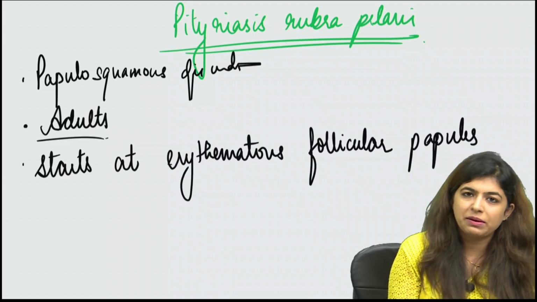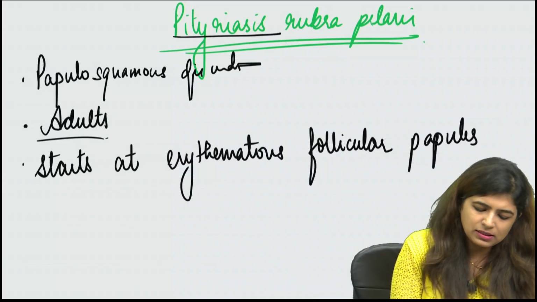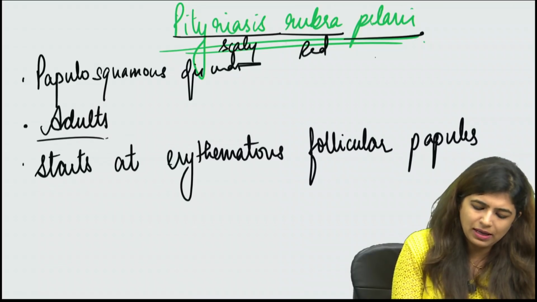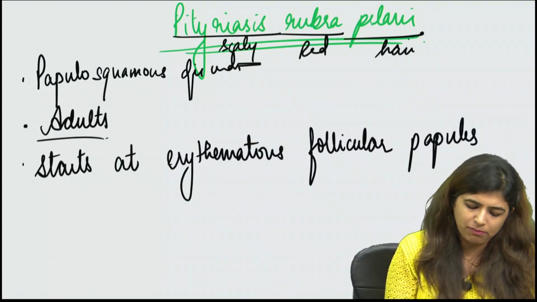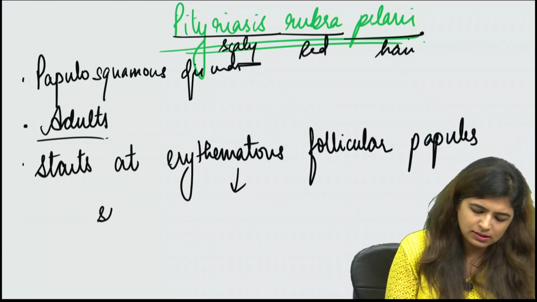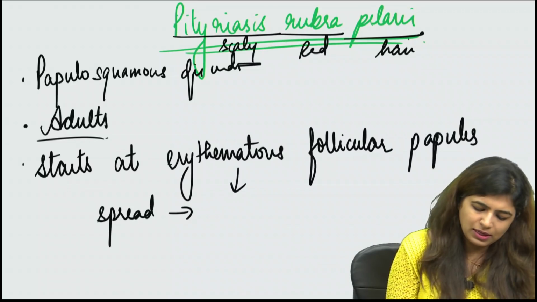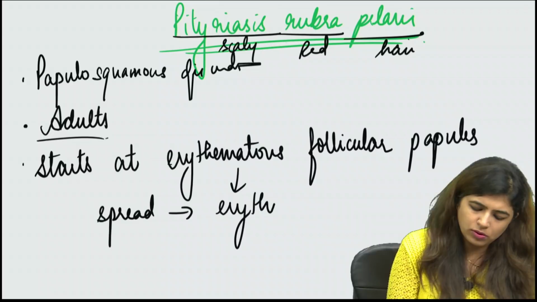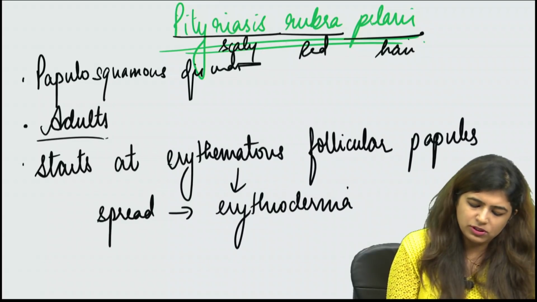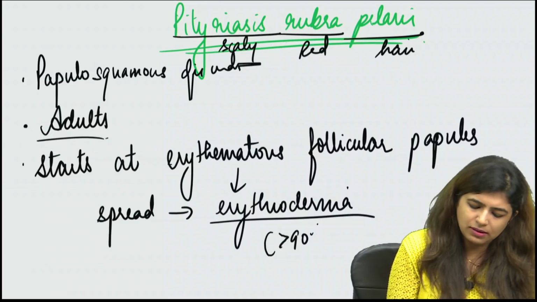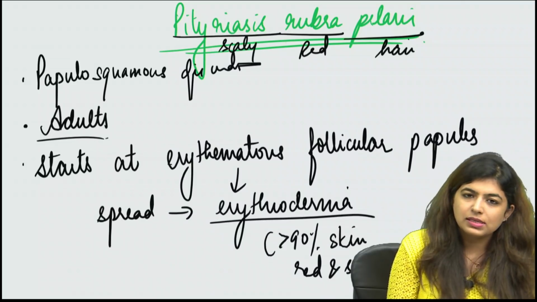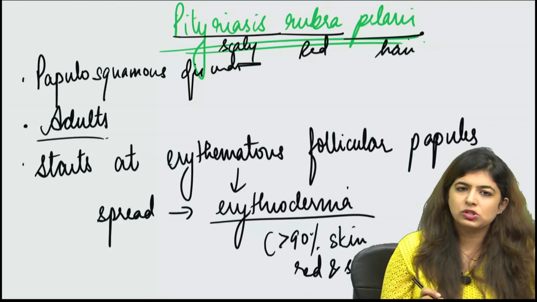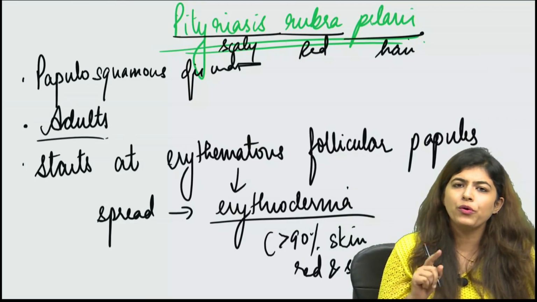papules. See, the name is suggesting: pityriasis means scaly, rubra is red, pili is hair. So it starts as erythematous scaly follicular papules which will gradually spread leading to erythroderma, which is more than 90% of the skin being red and scaly. So this leads to something which is called erythroderma.